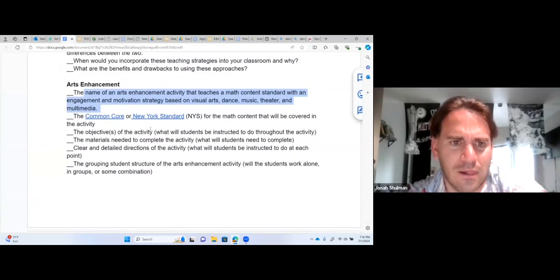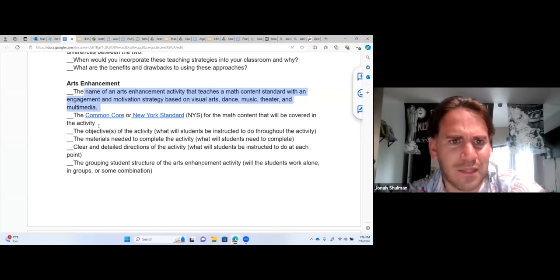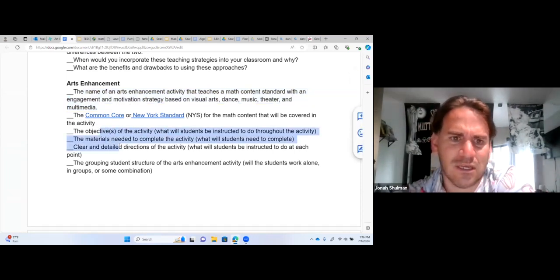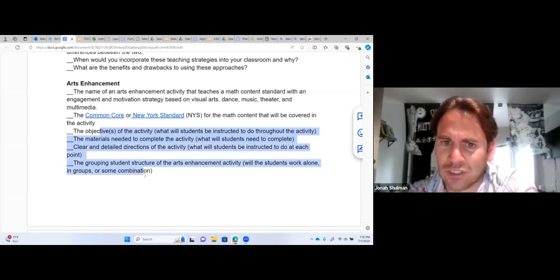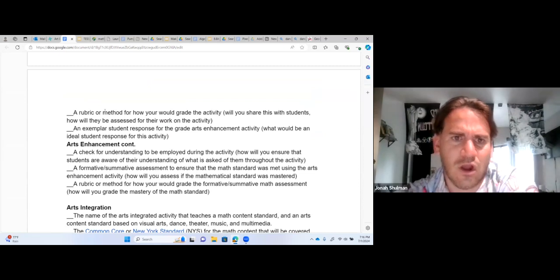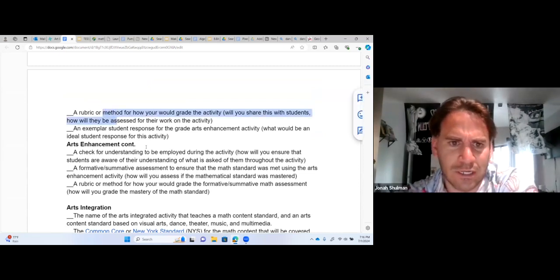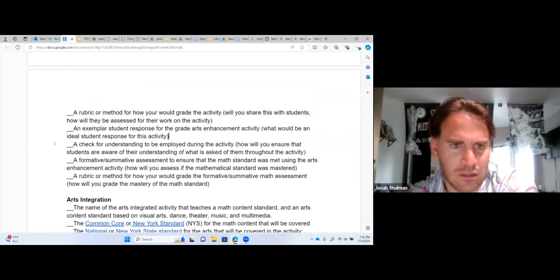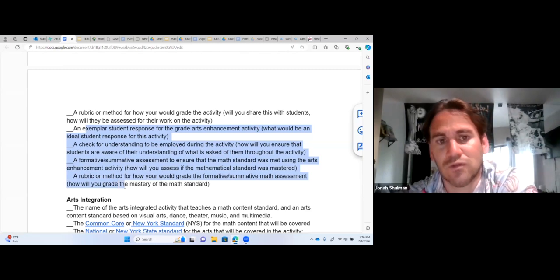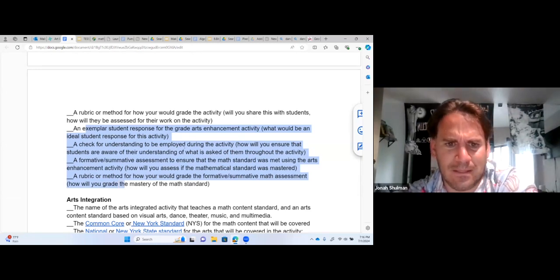So use a Common Core standard for the math content, the objective of the activity, the materials needed to complete the activity, clear and detailed directions, the grouping structure of the arts enhancement. Is it alone, in groups, or some combination? A rubric for how you will grade it, an exemplar student response, a check for understanding, a formative or summative, and a rubric or method for how you grade the formative or summative activity.